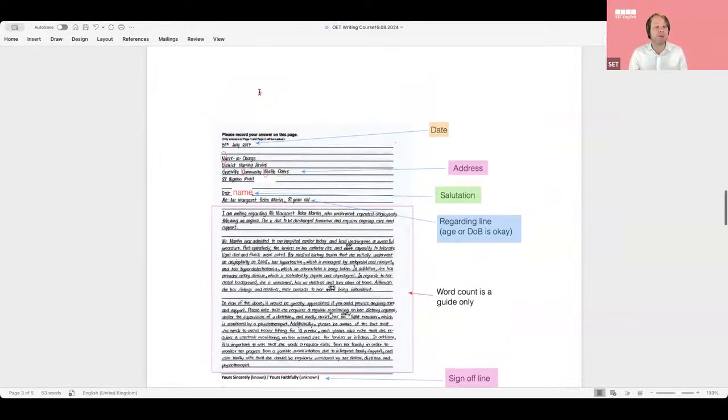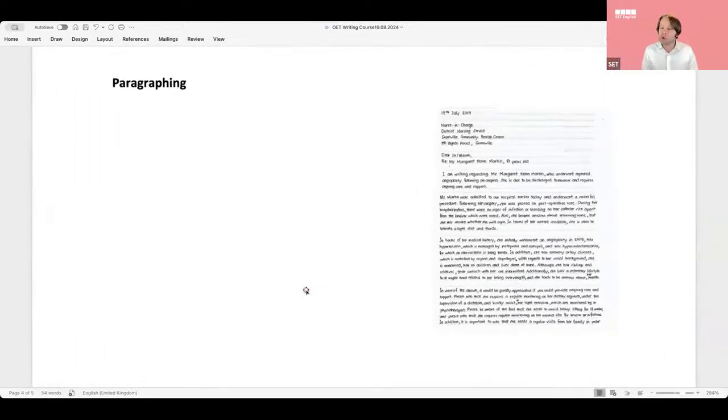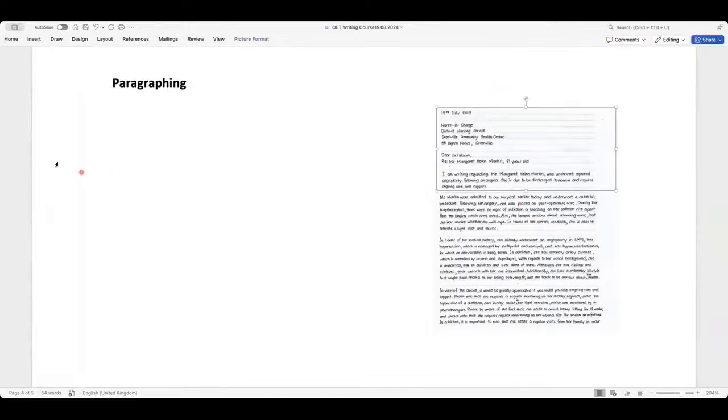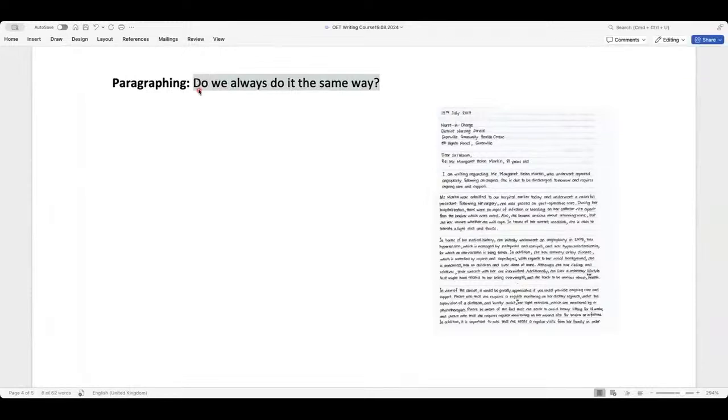So this is the layout of the letter. Let's talk about paragraphing now, because this is where it gets a bit more difficult. What do we call the first paragraph you will write, guys? Introduction. Now, the first question with paragraphing is this. Do we always do it the same way? No, it depends on the situation. So the answer is no.